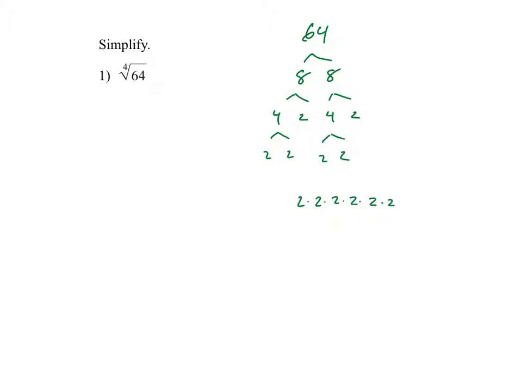Now, I'm going to form groups of 4, right? So I have 1, 2, 3, 4, right? So that means that I have a group of 4. Why 4? Because my index is 4. So that means that I can factor out 1, 2. So I'm going to have 2, the fourth root of whatever is remaining. In this case, what remains is 2 times 2, that is 4. That is my simplification of the fourth root of 64.